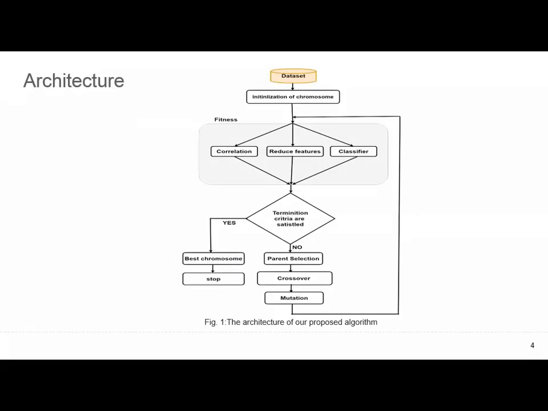Architecture. The proposed algorithm aims at optimizing three different objectives: the count of selected features, the classification performance, and the correlation between the selected features. In order to optimize the three different fitness objectives, we use a linear weighted combination of them as a single combined objective.